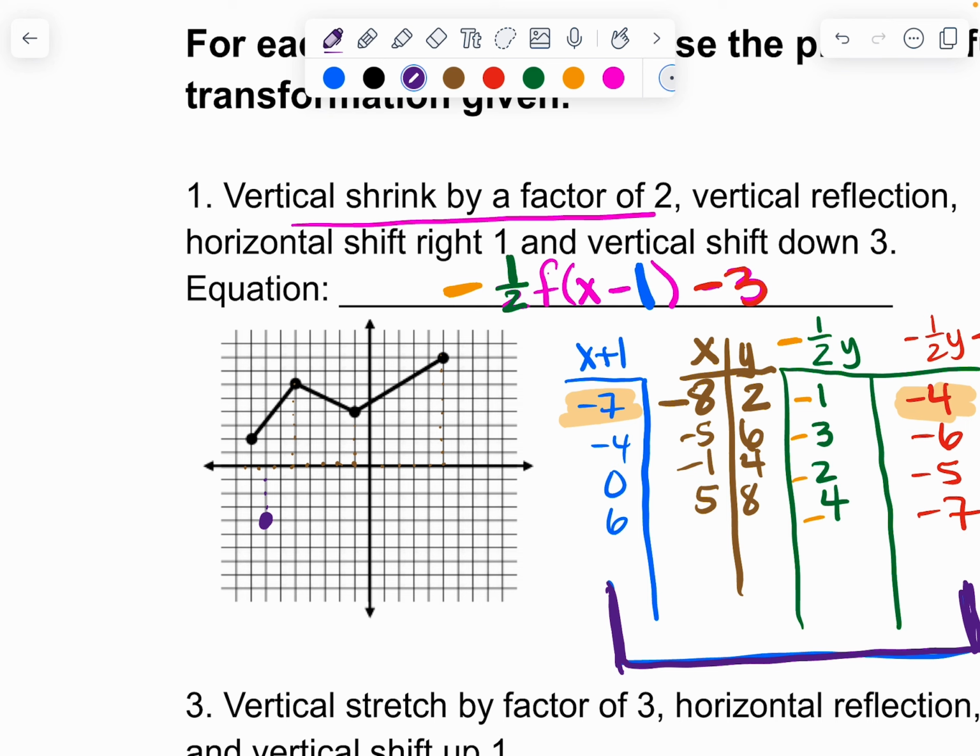The next one is negative 4, negative 6. And then the next one, 0, negative 5. So 1, 2, 3, 4, 5. And then last but certainly not least, we have 6, negative 7. 1, 2, 3, 4, 5, 6.